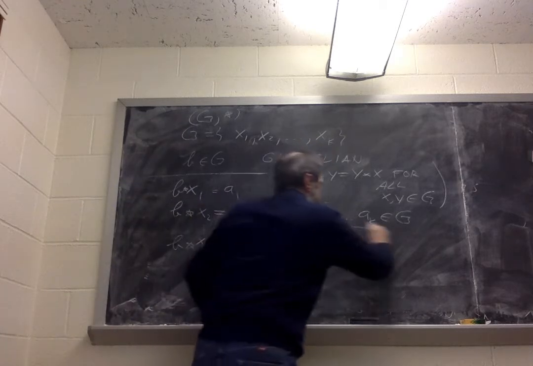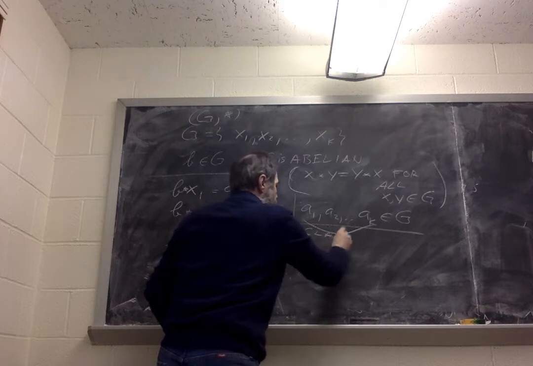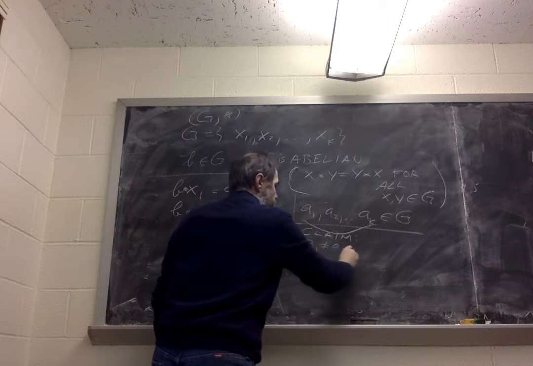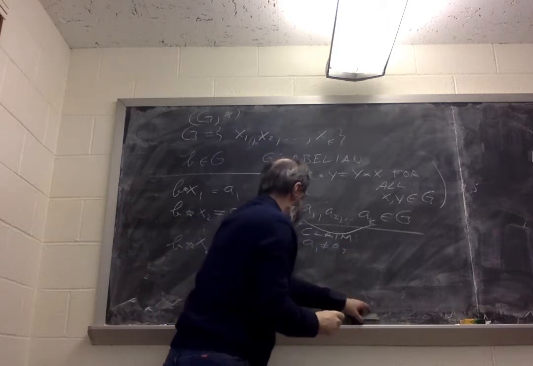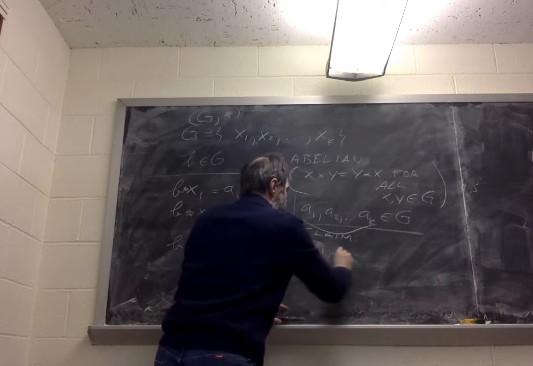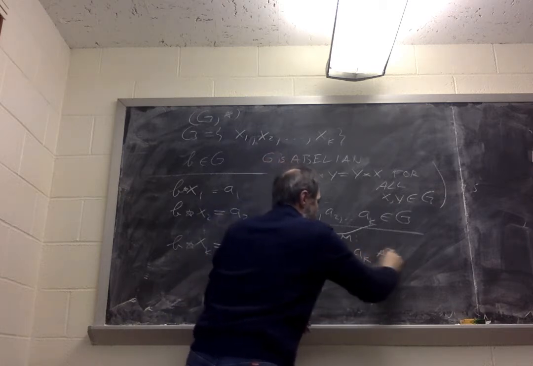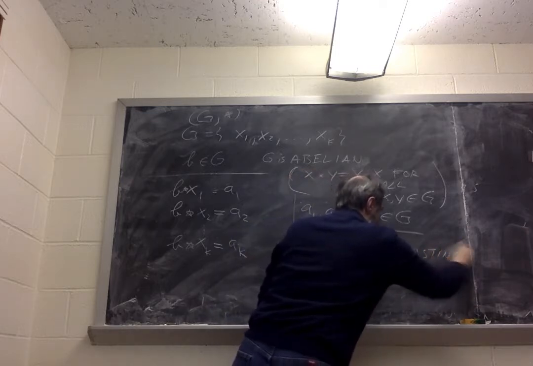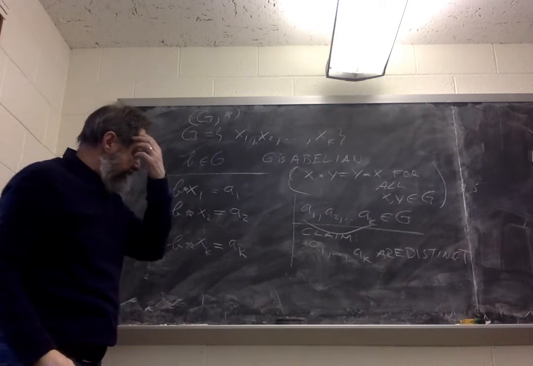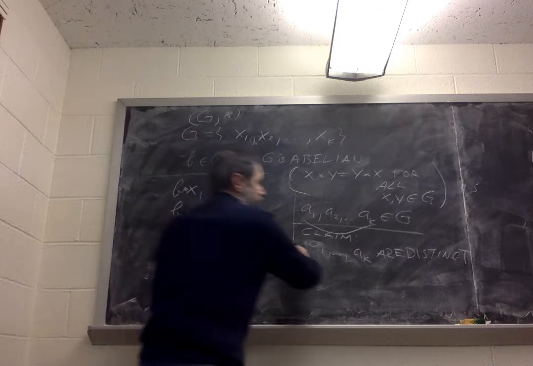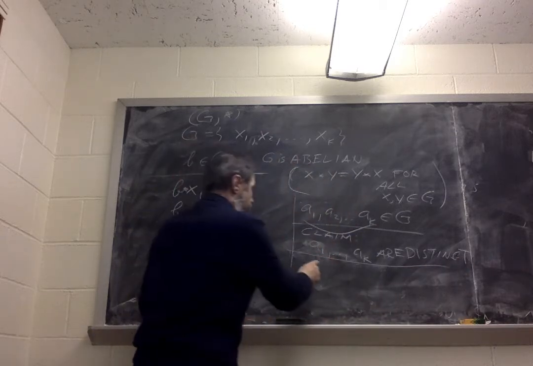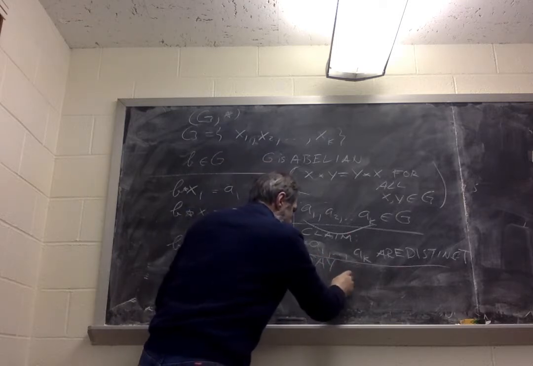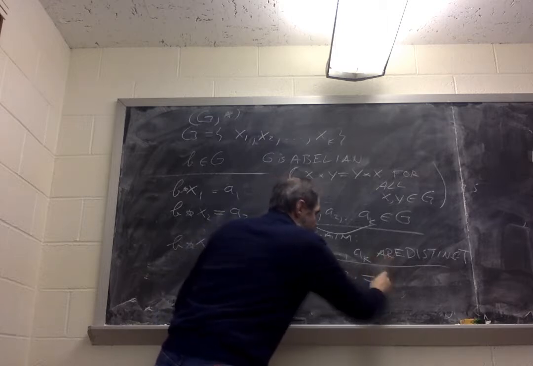Now, our claim is that these are distinct. a1 is not equal to a2, and so on. Or how I say this, a1 through ak are distinct elements. Why is this? Suppose that's not true. So suppose I have two elements that are the same, say ai is equal to aj.